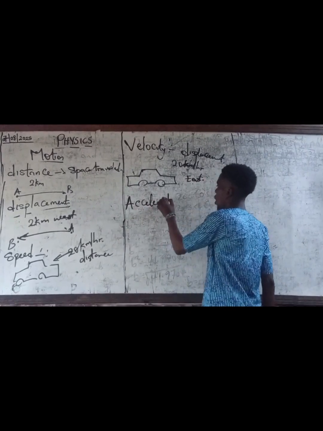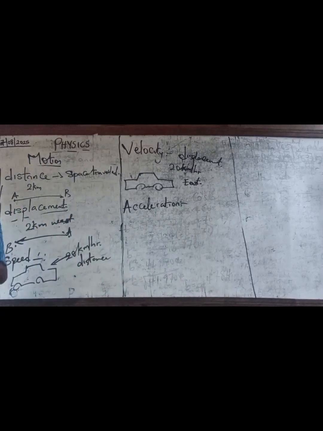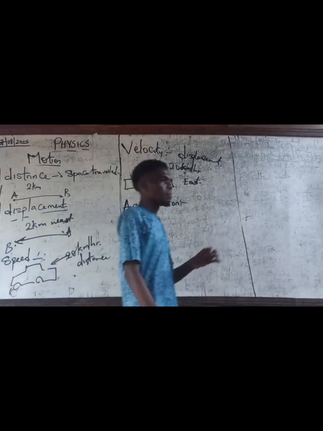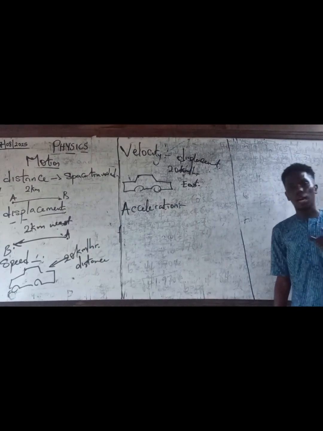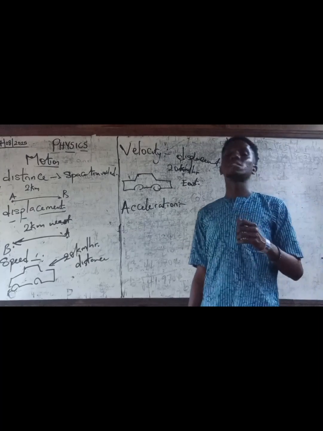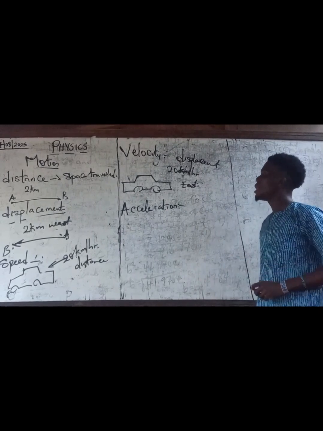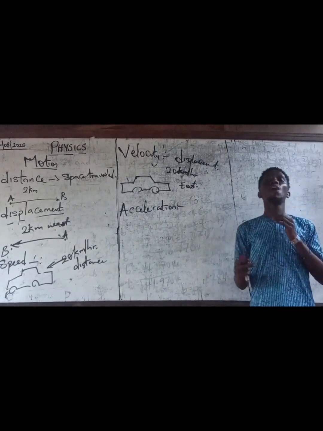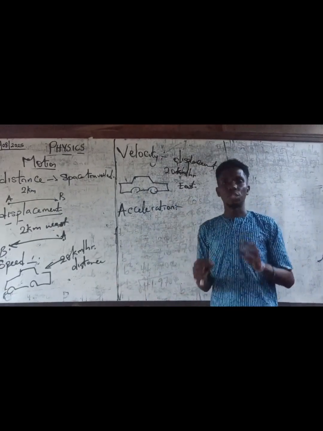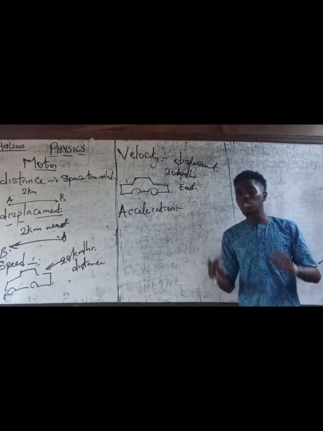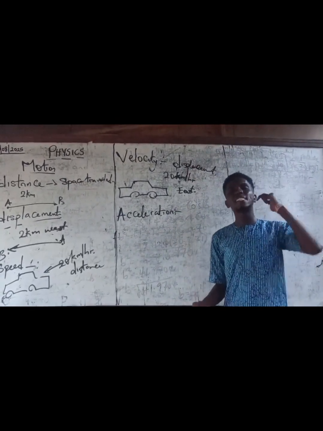Alright? So now quickly let's see acceleration. What is acceleration? Acceleration is the change in velocity per time. Take note of this definition because it is very important. Acceleration calculates how fast the velocity of a body is changing. Did you get what I just said? Acceleration tells us how fast the velocity of a body is changing.